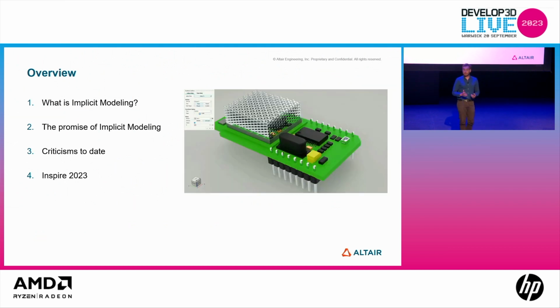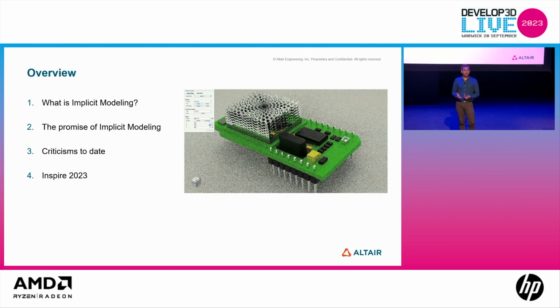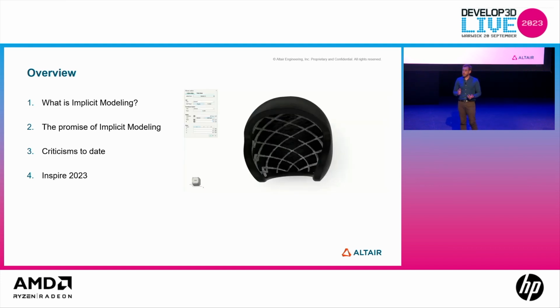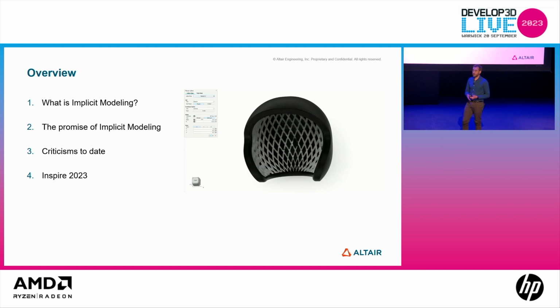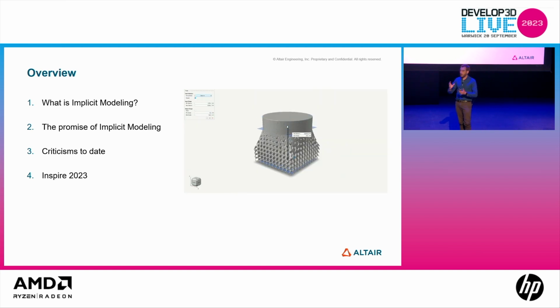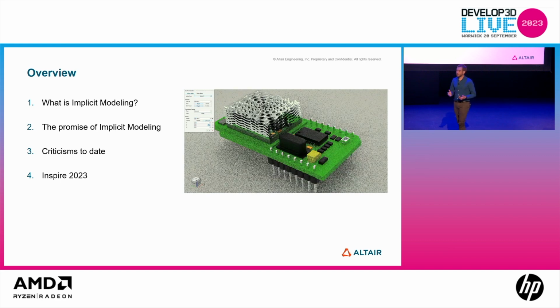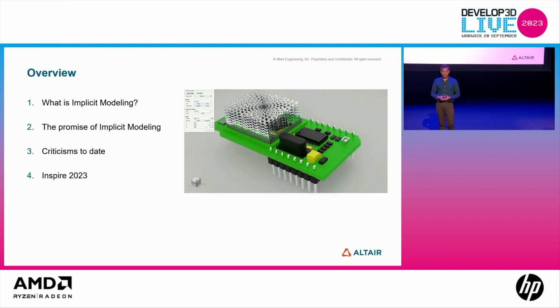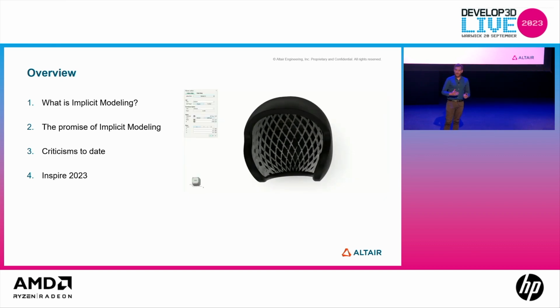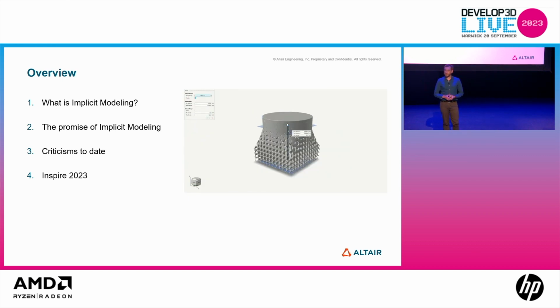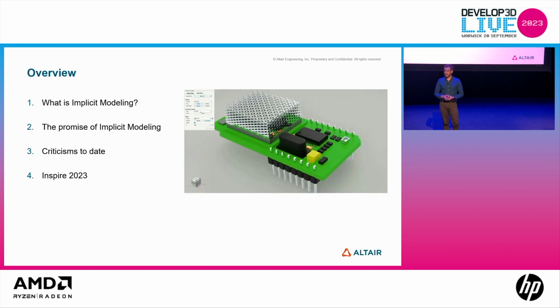Now, what we're going to look at today, in case you don't know, is a quick look at what implicit modeling is, what the promises are that we should get from implicit modeling, and what some of the criticisms have been over the years, especially as part of Gen3D. We've seen our fair share of struggles and challenges to use implicit modeling in typical design applications. And then the bit I'm really excited for is to announce and reveal what we've been up to secretly behind closed doors for the last year to get this technology inside Altair Inspire.